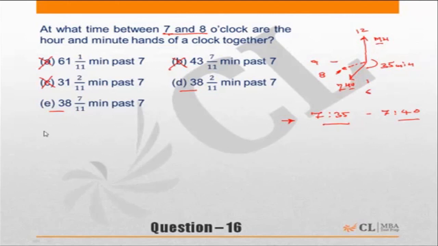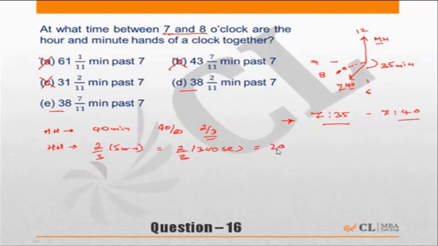When the minute hand is at 8 o'clock or at 40 minutes, it has covered 40 out of 60 minutes, or it has covered 2/3 of its journey. So when the minute hand has covered 2/3 of the journey, the hour hand should also cover 2/3 of its journey, and its journey is 5 minutes. 5 minutes is nothing but 300 seconds. So it has covered 2/3 of 300 seconds, which is 200 seconds in all, nothing but 3 minutes and 20 seconds.